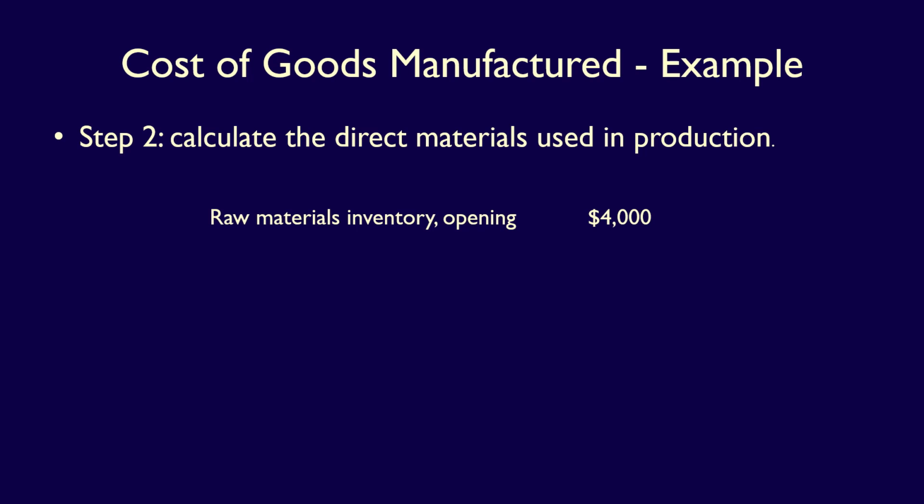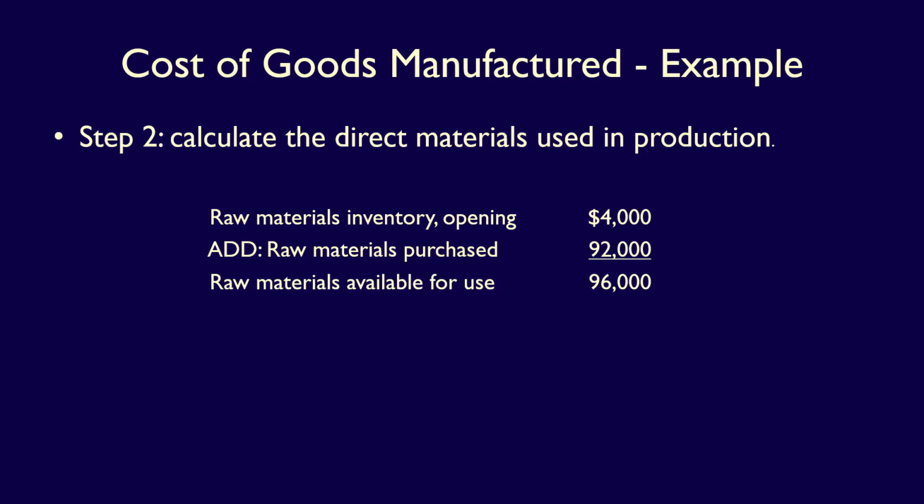We'll start with raw materials inventory, opening $4,000, which we got from the listing. We then add in raw materials purchased, $92,000. This is equal to the total raw materials available for use during the period. $4,000 plus $92,000 equals $96,000.